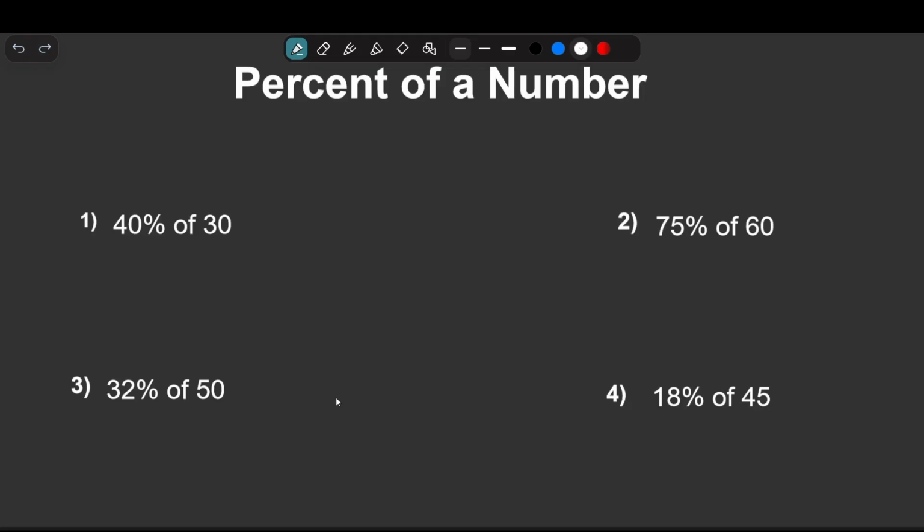In this video I'm going to be covering how to find a percent of a number. We're going to do that by multiplying the number by the fraction form or decimal form. As you can see, there are 4 examples on your screen that we're going to go through together in order to get this down.